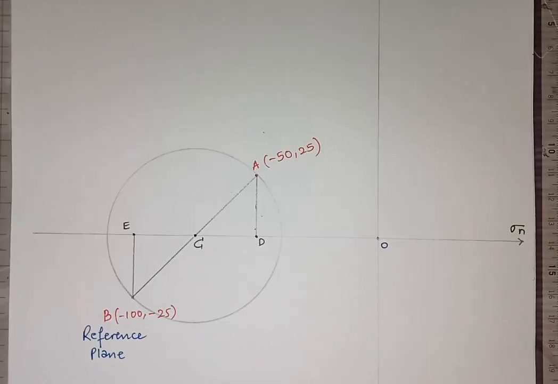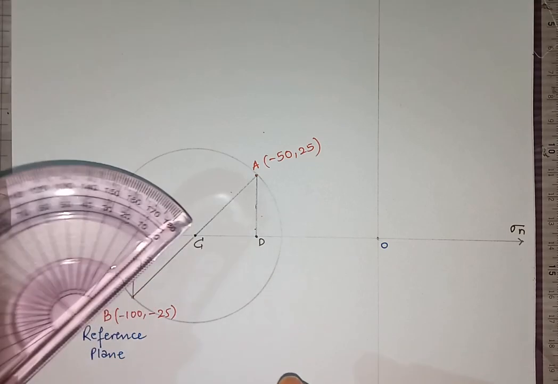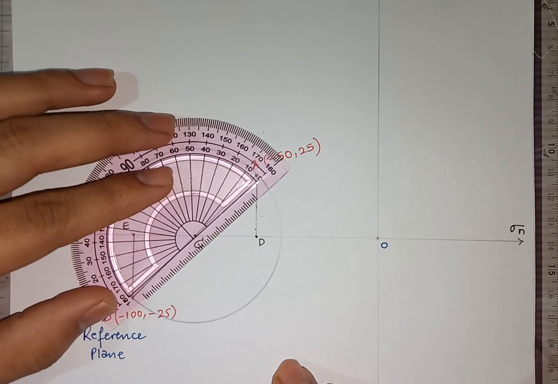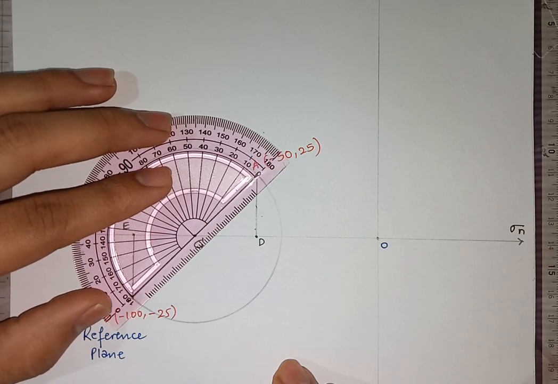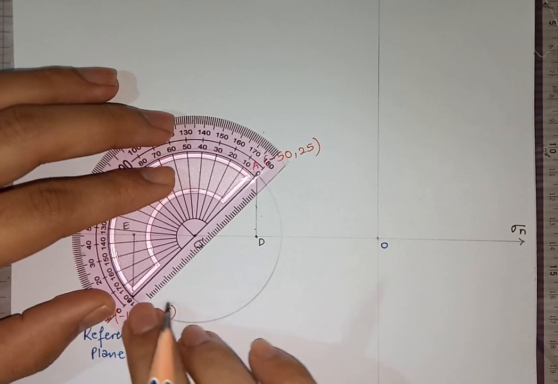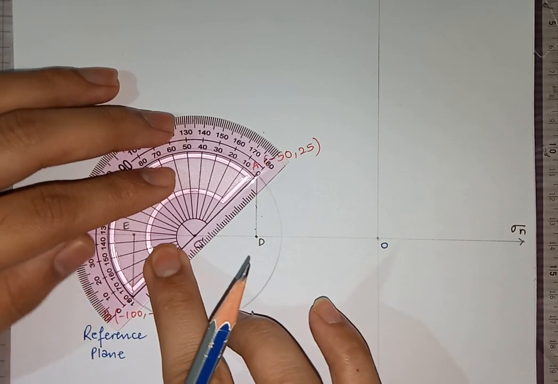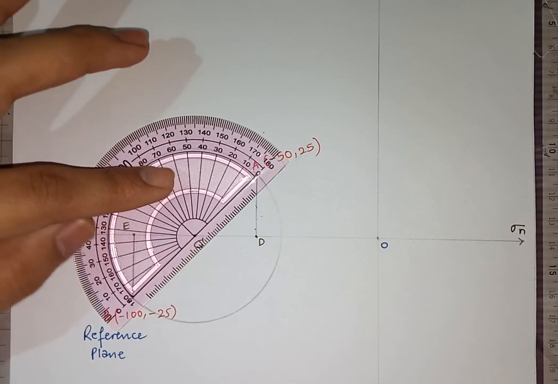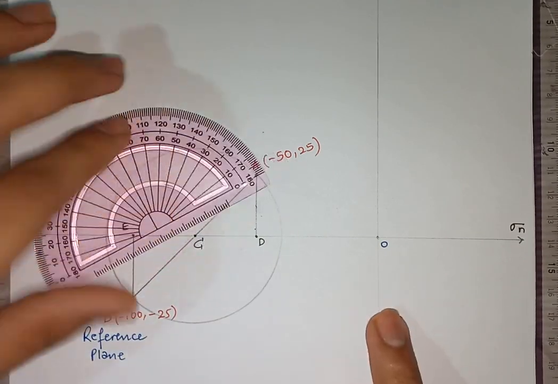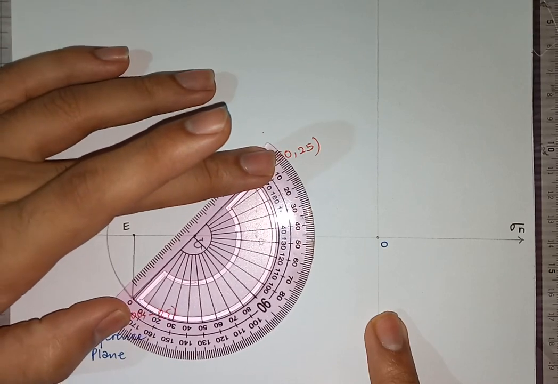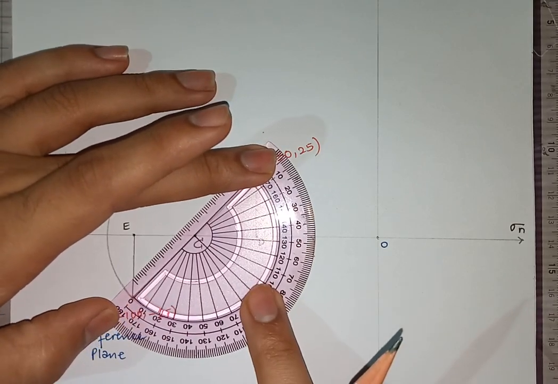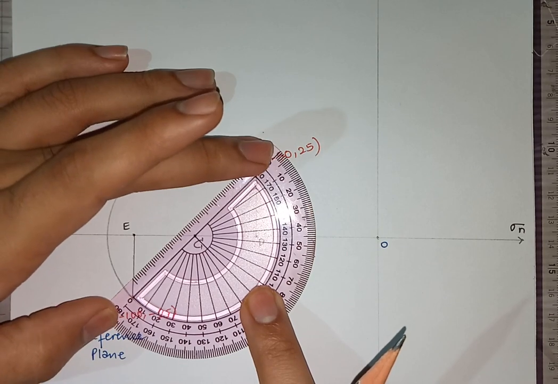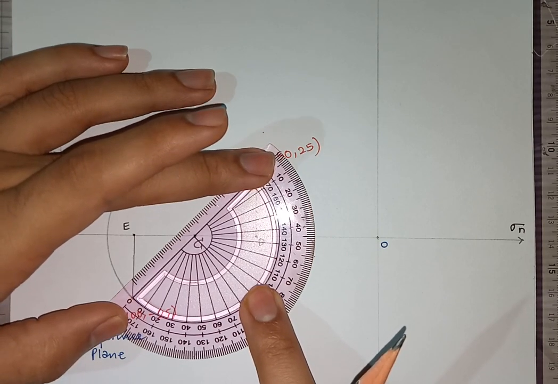Coming back to the Mohr circle. B is my reference plane. From B I need to go in counterclockwise or anti-clockwise direction in order to locate that oblique plane. So I'll keep it here at this particular point. In this direction it goes clockwise, but I need it in anti-clockwise direction, so I need to rotate my protractor. This is important. Please trace things correctly.